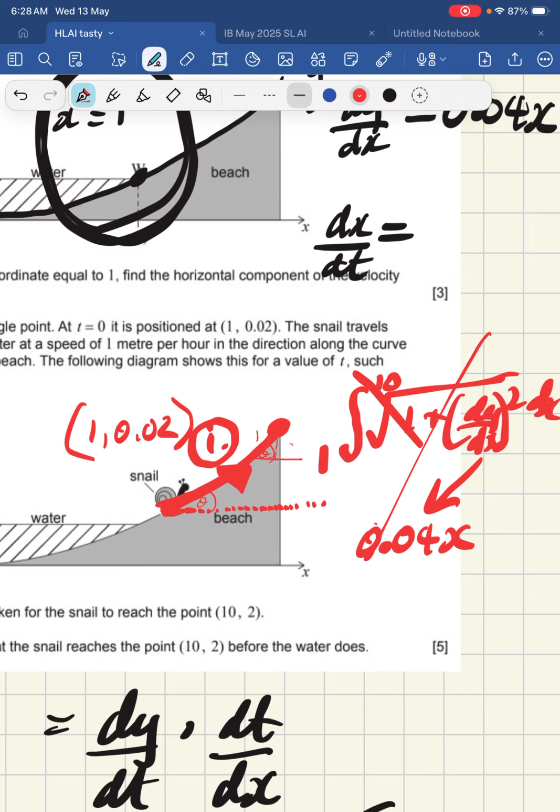So I think this is a tough question. I've never seen one like it since. I wouldn't worry too much about it.